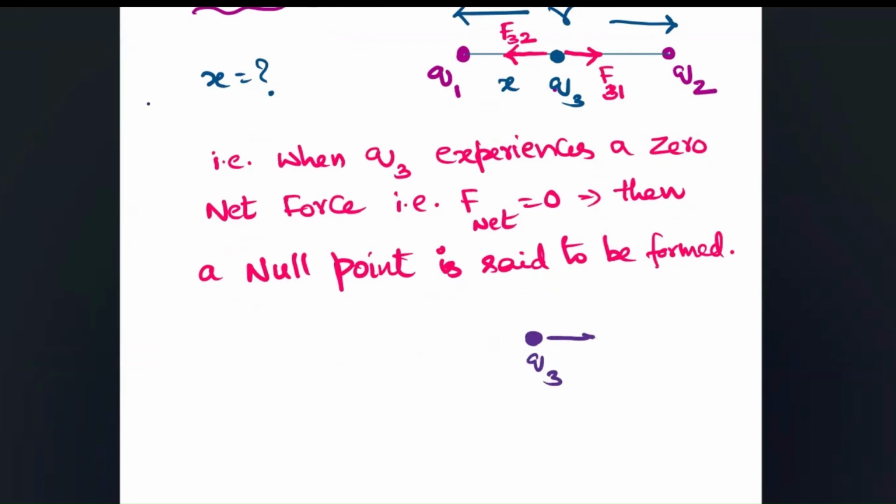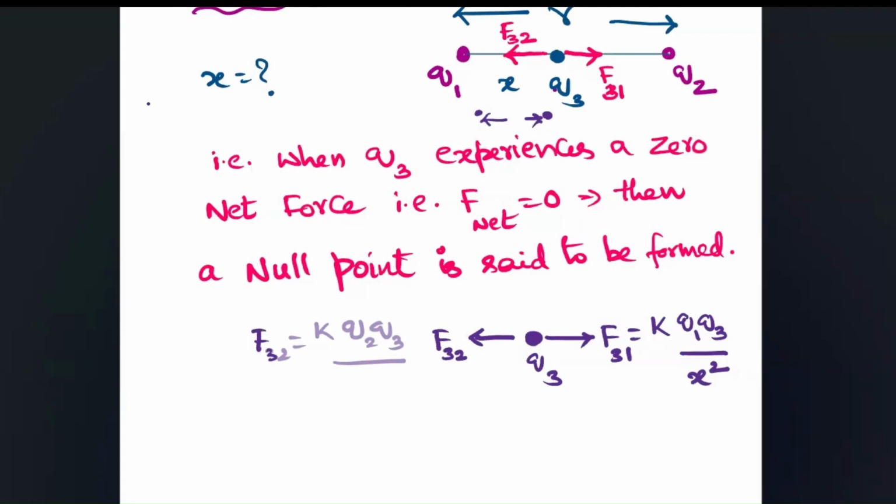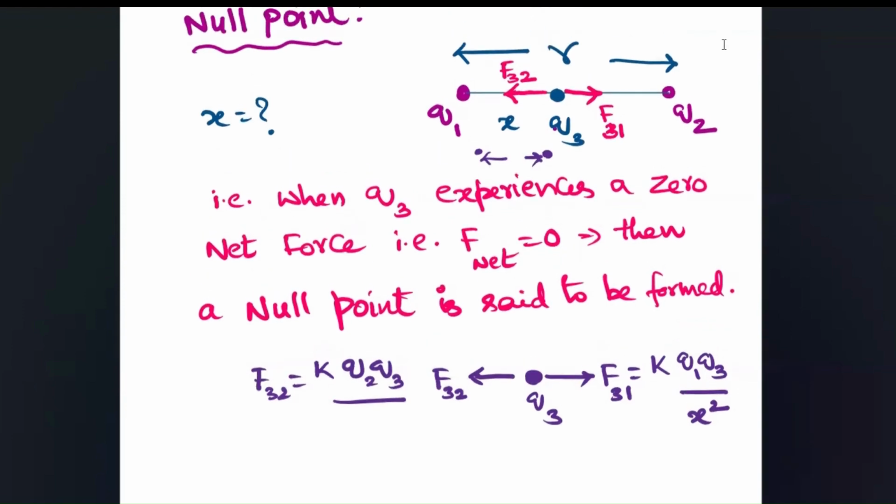This is Q3. F31, what is the equation for F31? K Q1 Q3 by distance square. What is the distance? X. Between Q1 and Q3, the distance is X. So Q1 Q3 by X square. Now what is F32? F32 equal to how much? Total distance, the separation between Q1 and Q2, is R. Between Q1 and Q3 is X. So what is the remaining? R minus X. So R minus X whole square.